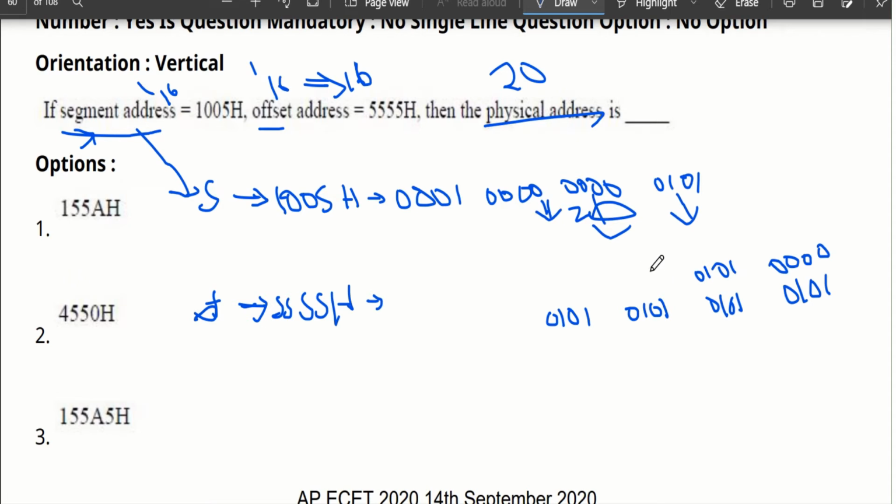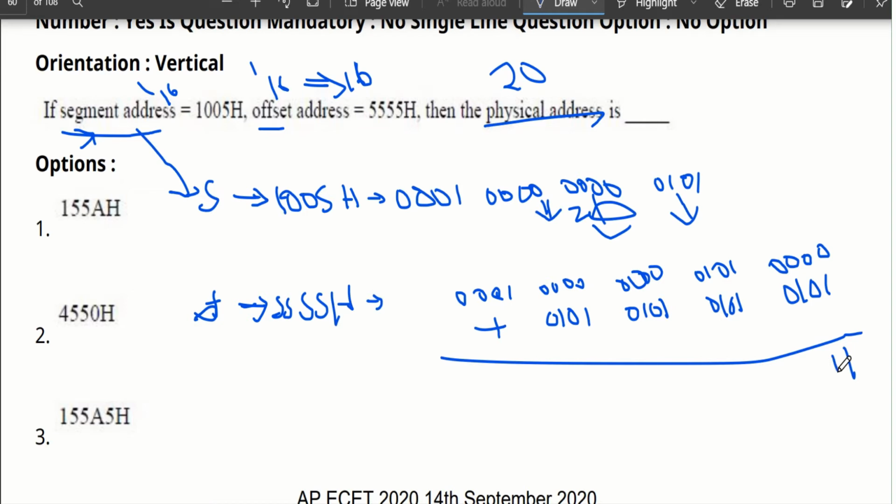1 0 0 0 0 0 0 0 0 0 1 0 1 0 0 0 0. Now we have to add both of these, and we get the sum in binary.